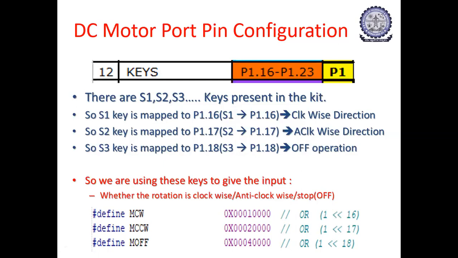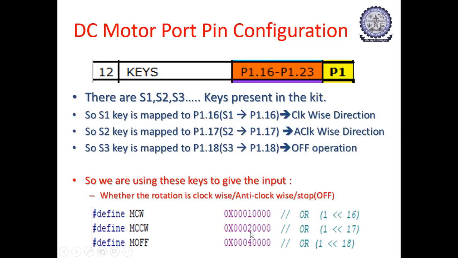So this is how these keys are being used for giving the input for the rotation, giving the input for the motor to execute. Here, using this, we have defined in our program MCW. That means we are defining the clockwise input 0x00100. That means this 1 is represented as the 16th bit. And in the next, MCCW, the 17th bit is represented as 1.